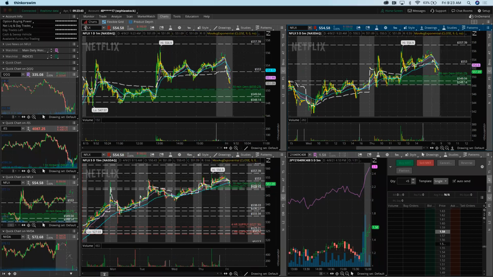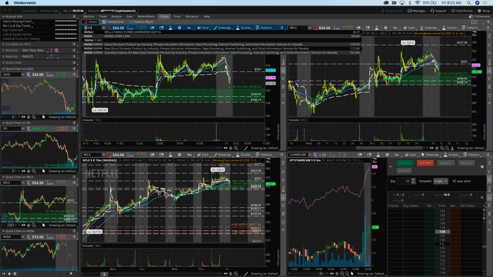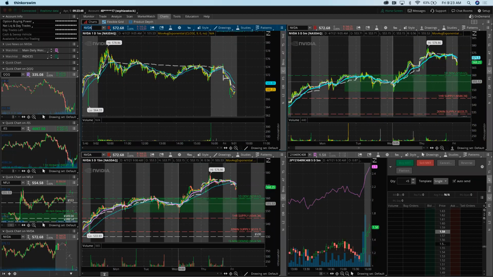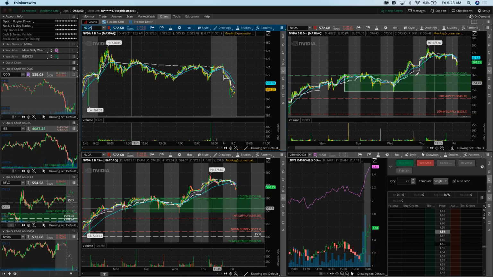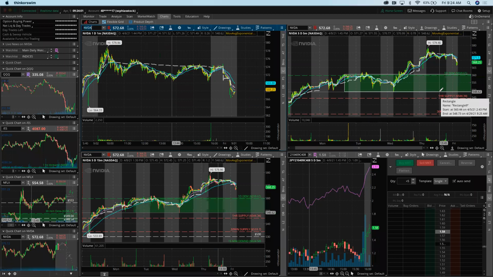Another one I'm looking at, NVIDIA. We have a 1 day demand zone right here for NVIDIA, right around that 550, 560 level. So if we come to 560, 559, and bounce off of that, good trade to take, guys. Very good setups. There are 4 of them.